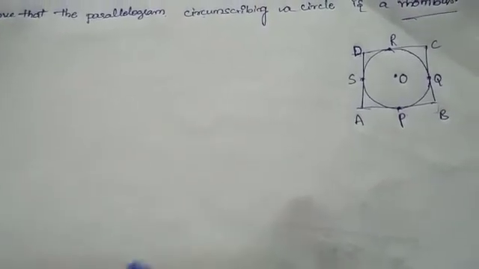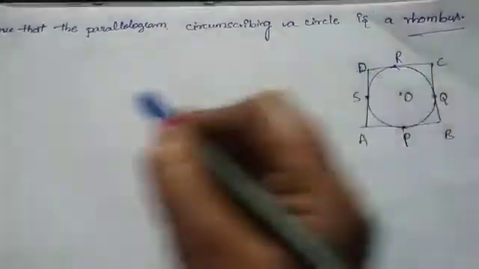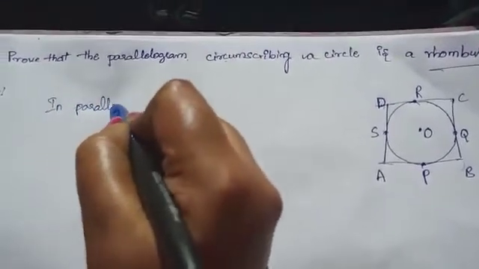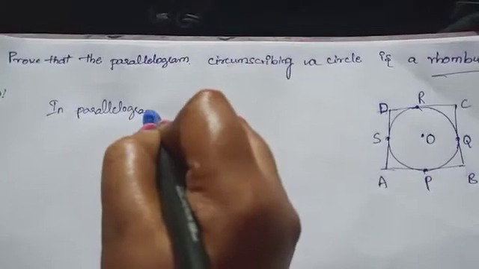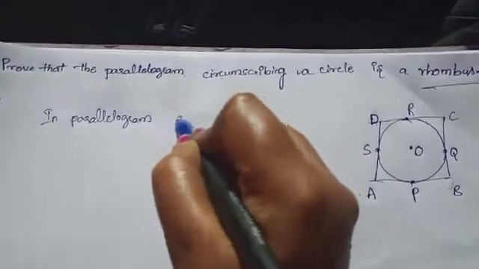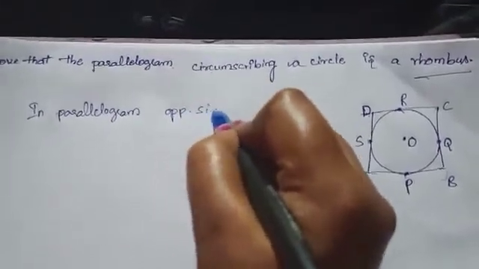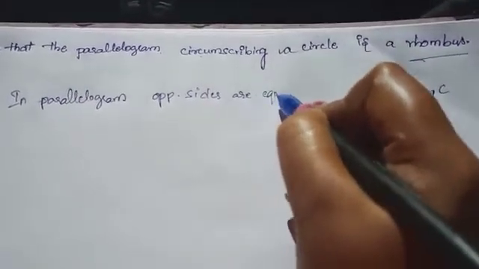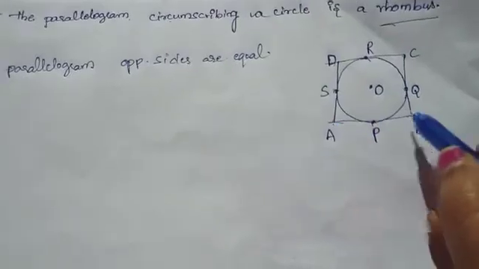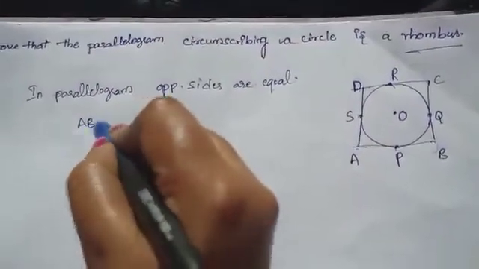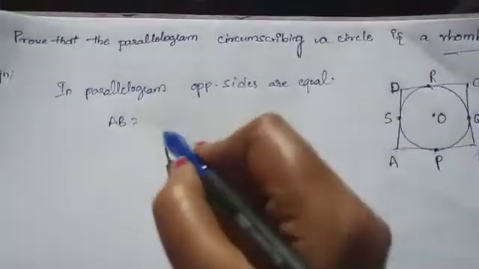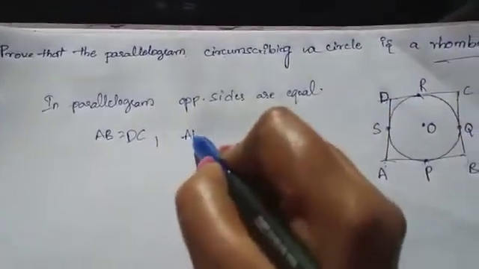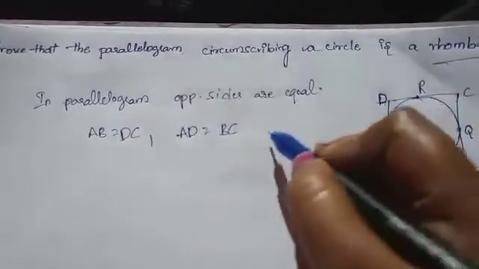We know in a parallelogram, opposite sides are equal. Here opposite sides are AB equal to DC and AD equal to BC. This is the given data.